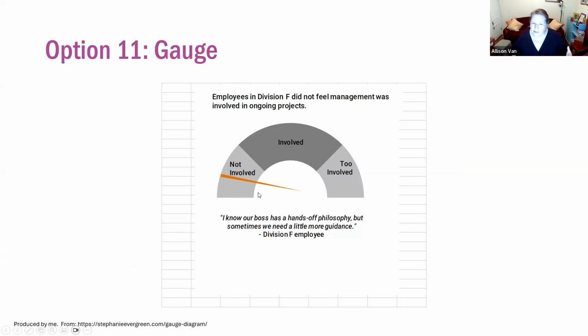You don't have the individual data like some of the ones that we've been looking at, but you do have a sense of where this is landing. One, you have to actually build it intentionally into the right spot. You can't just put it randomly. But that does actually represent some divergence in opinion around sort of 100% agreement that the management isn't involved. And then you have a quote.